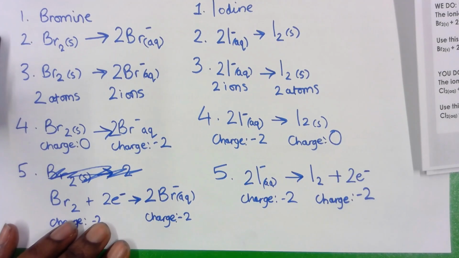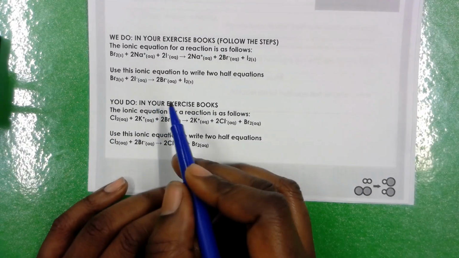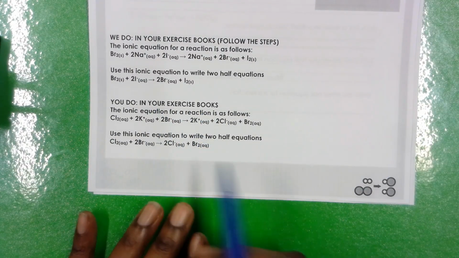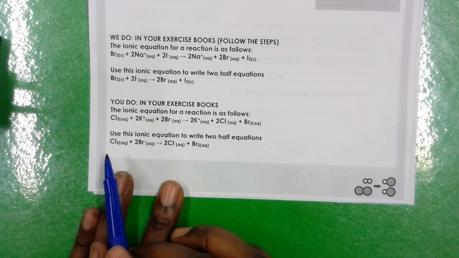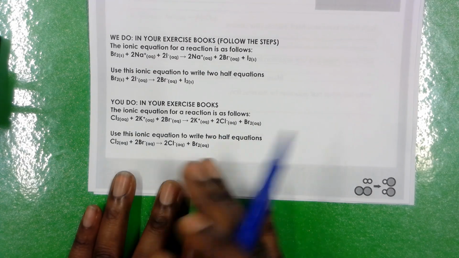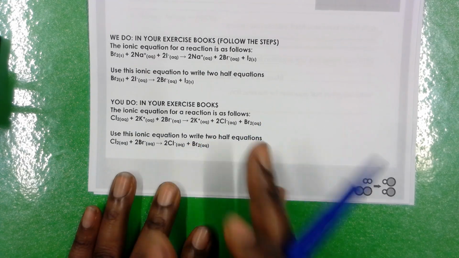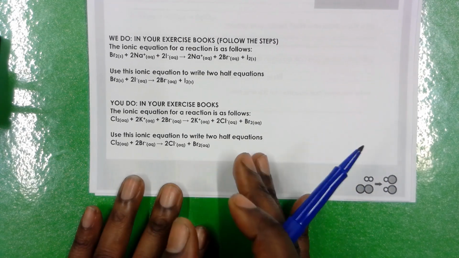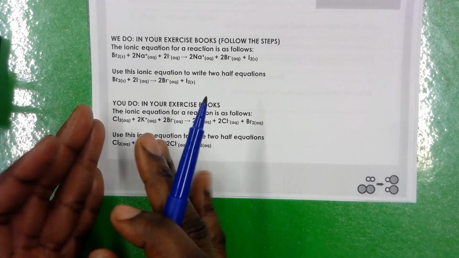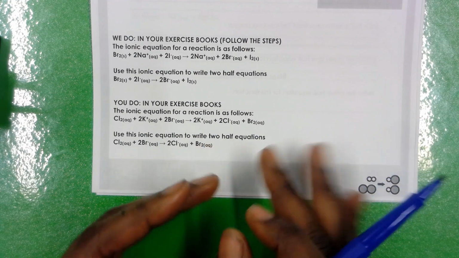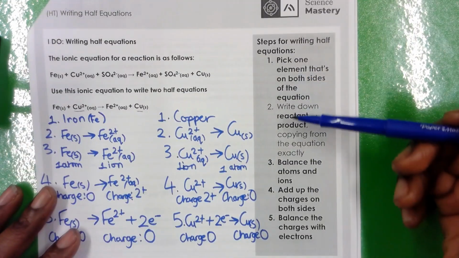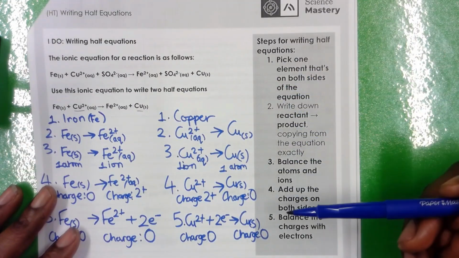You need to now attempt the you-do in your exercise book. Just take your time. Remember, all you're doing is basically splitting the ionic equation into 2 half equations. That's what we mean by half equations. So you'll work with one element and then you'll work with the other element. Just follow each step and keep practicing, and you'll be fine.